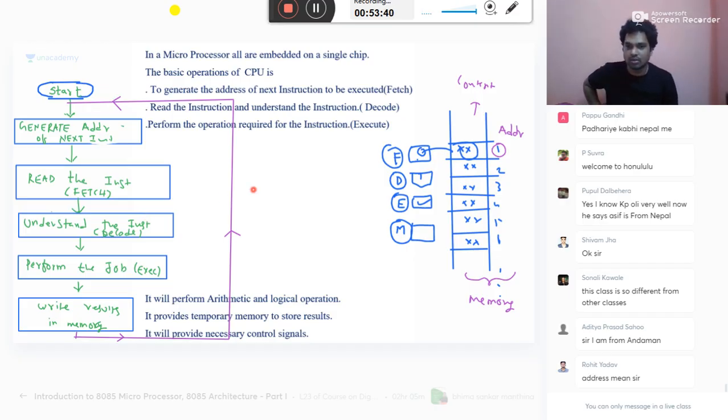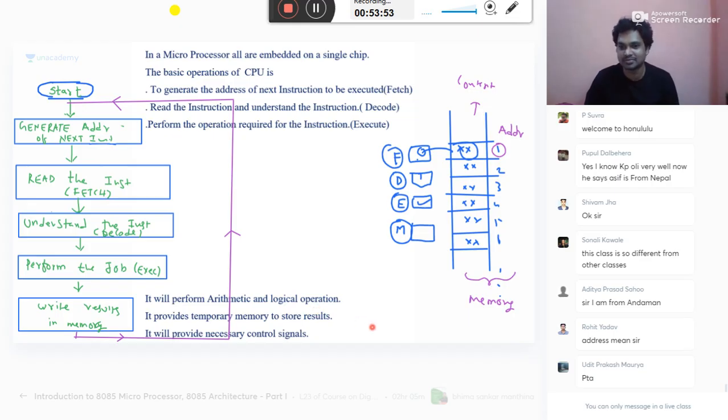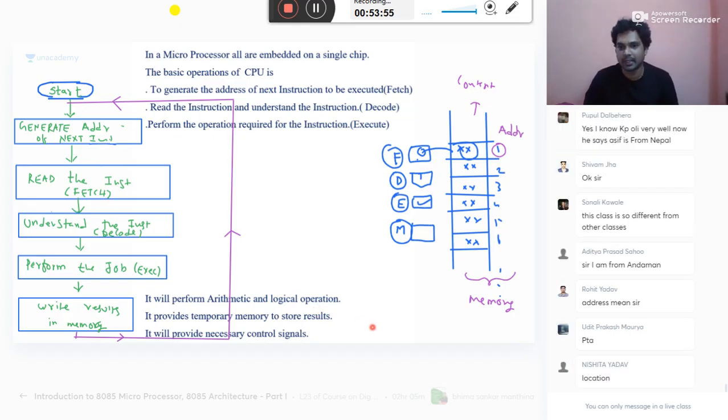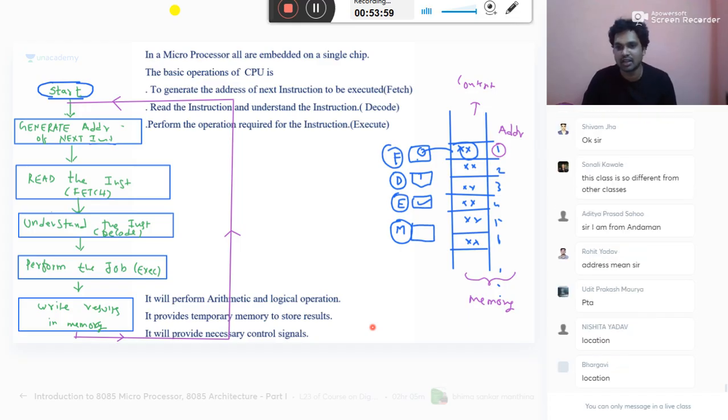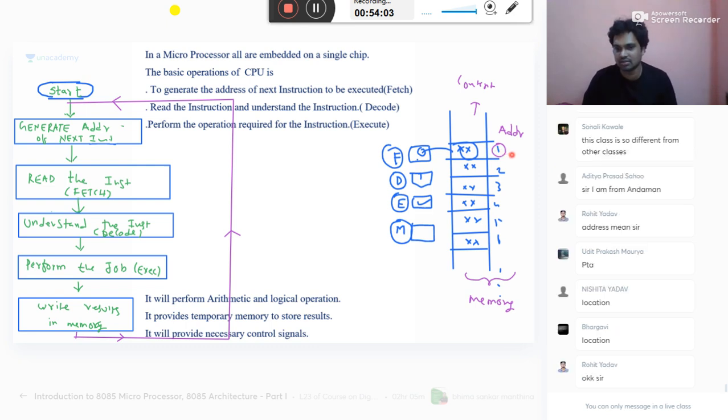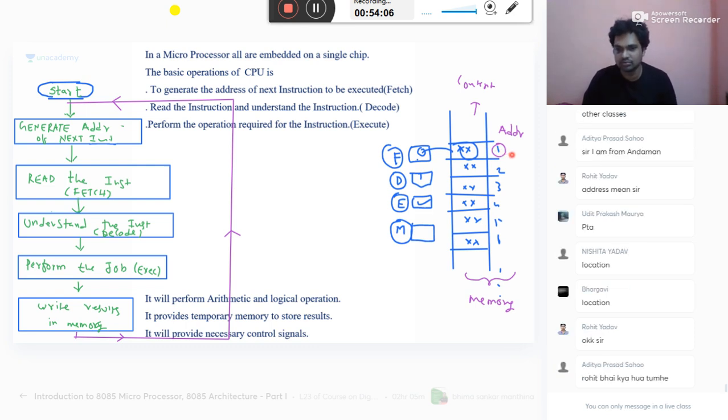Okay. What happened, Rohit, after studying digital? You're asking what is the meaning of address? What is the address of memory? What is your home address, man? Address is to locate you. Similarly, to locate the memory, I need the address. No problem. Rohit, you understand?